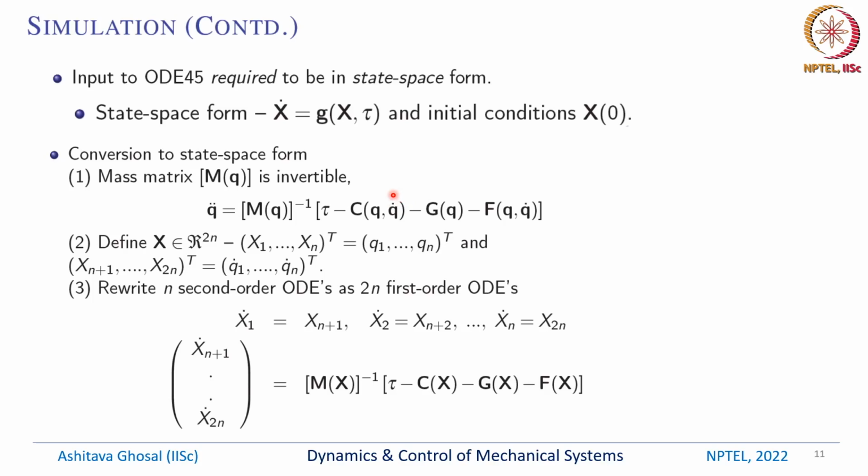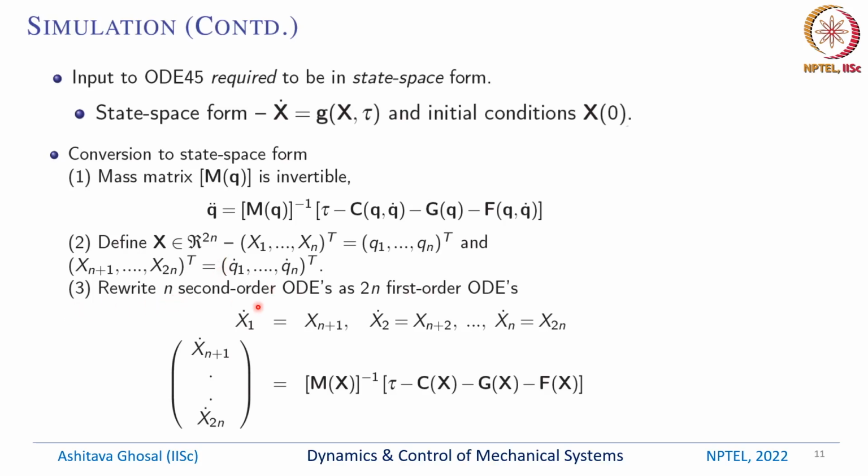So we need to say x1 is q1, x2 is q2, or x1 is theta 1, x2 is theta 2. And then we write x3 and x4 as theta 1 dot and theta 2 dot. So in general, x1 through xn are the generalized coordinates q1 through qn, and xn+1 to x2n are the derivatives of the generalized coordinates. So we had n q's and n q dots. Hence we have x, which are 2n of them.